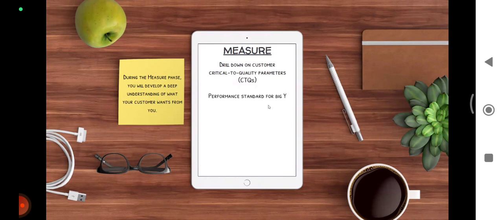And then you also have to find the best measurement you need so that you can measure the performance. So you need the performance standard for big Y, which is the process. So the performance standard, that means you are also going to define what you call the target. You are going to define the upper specification limit and the lower specification limit, and also what is a defect. All of this I'm going to show you right now.